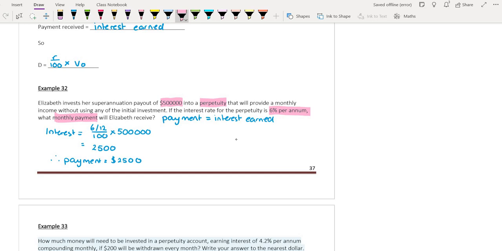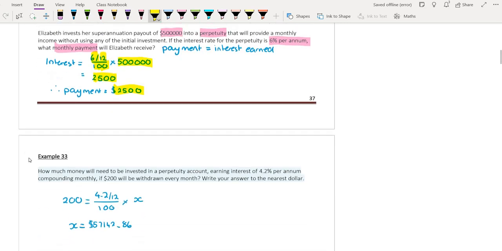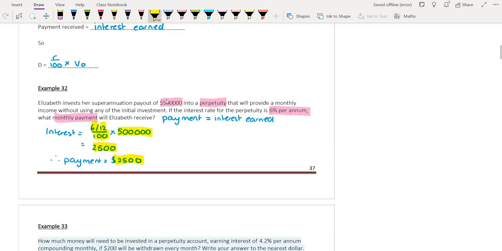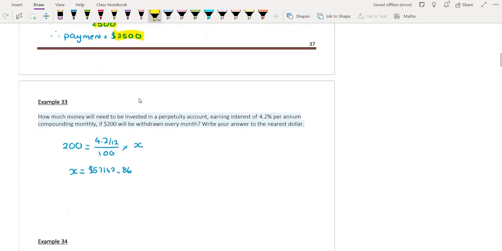So your first step is to divide 6 by 12 to get the monthly interest rate, put it over 100, and multiply it with the original amount. Then you'll end up with 2,500. That's the interest this is earning every month. So you get $2,500 every month without touching your original value of $500,000. That's very similar to an interest-only loan. I think that should be easy enough if you've done the work so far.